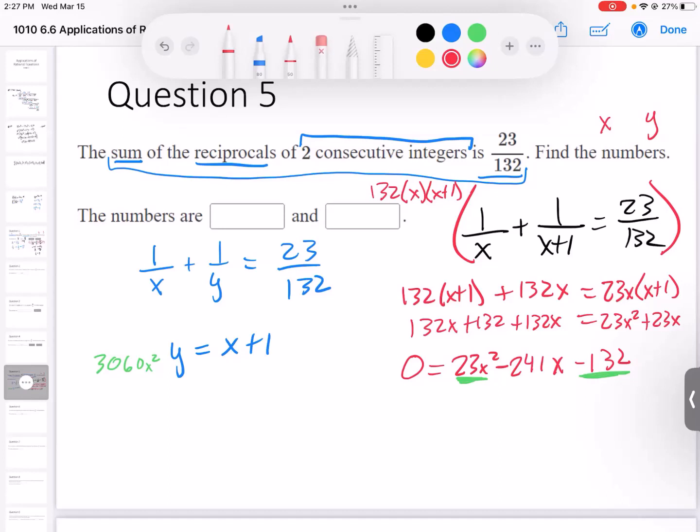Yeah, okay. Oh, and sorry guys, I forgot that you can't read the green ones. Let me rewrite that in a different color. Okay, so we're looking for something that multiplies to negative 3060x squared and adds to 241.